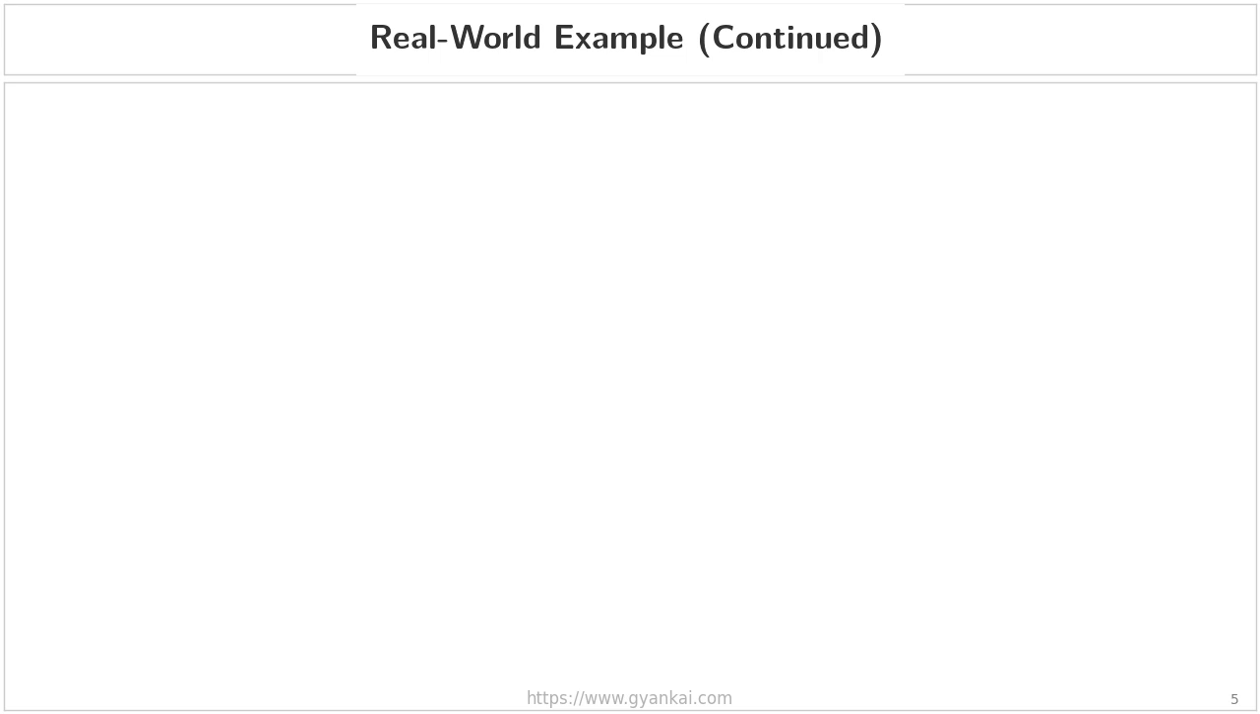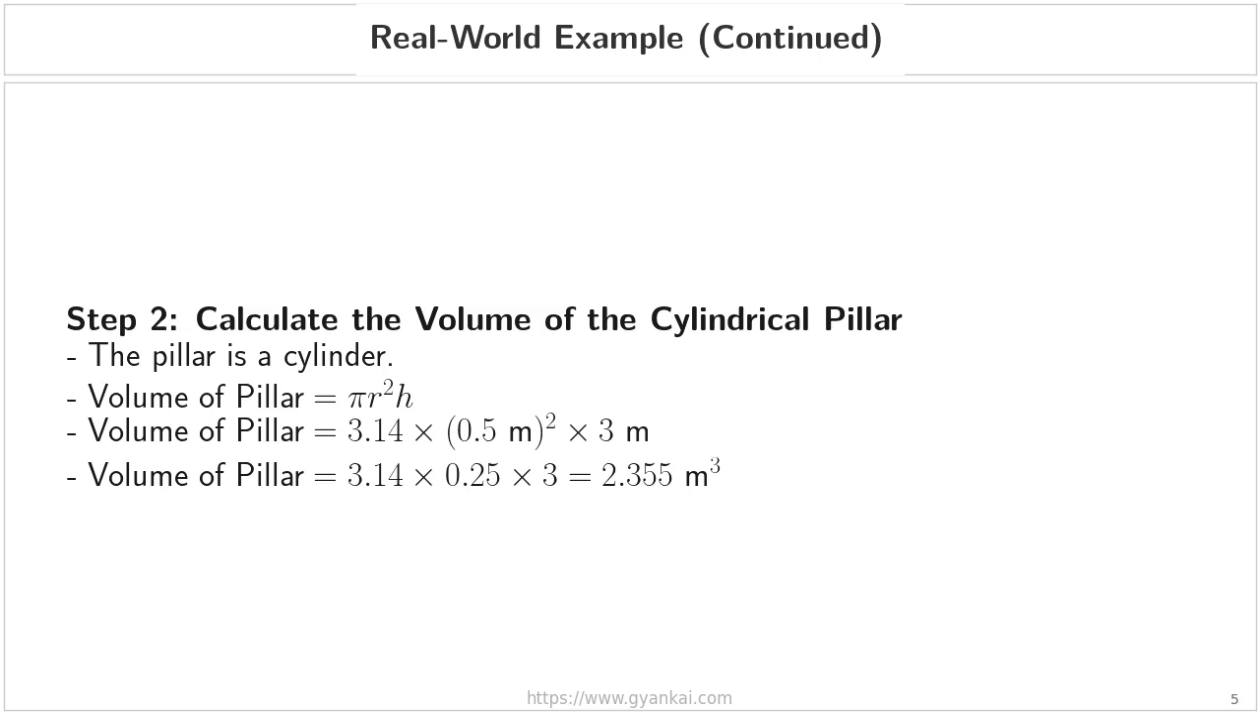Real-world example continued. Let's move on to step 2, where we calculate the volume of the cylindrical pillar. As we can see from the problem description, the pillar is a cylinder. To find its volume, we use the formula, pi times the radius squared multiplied by the height.